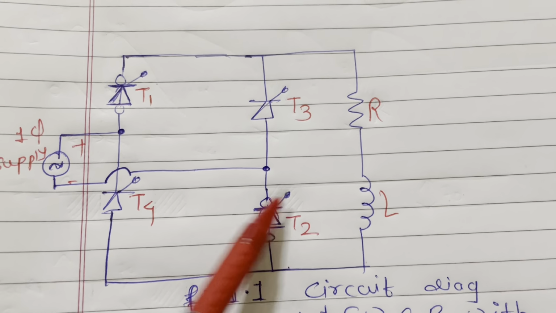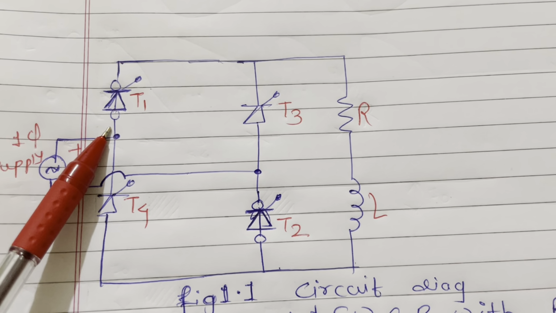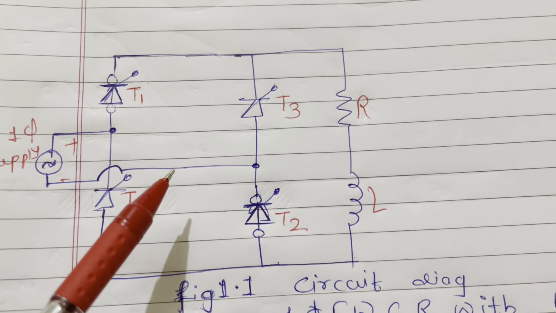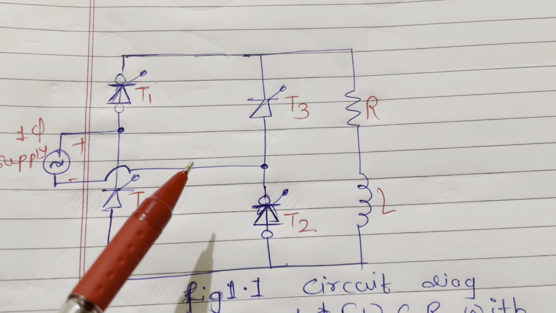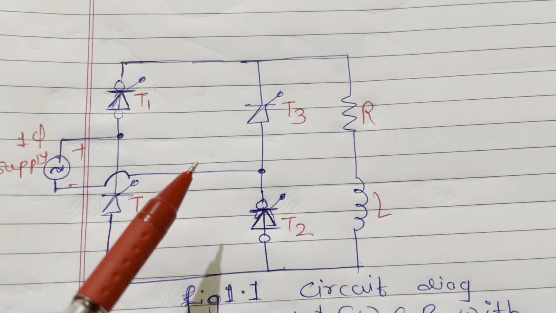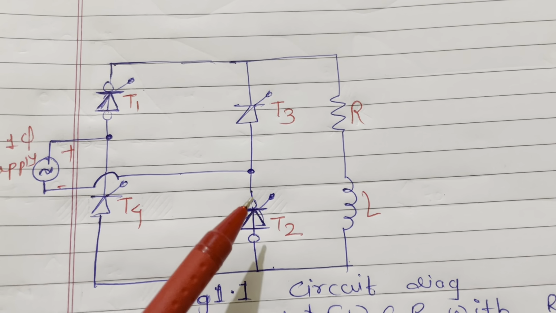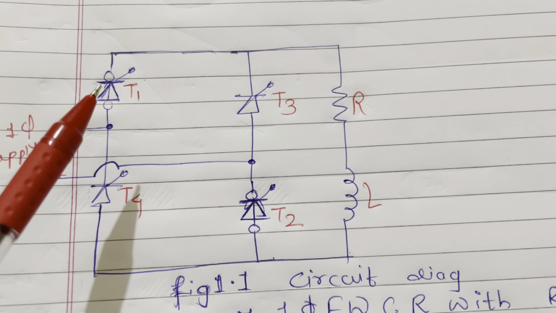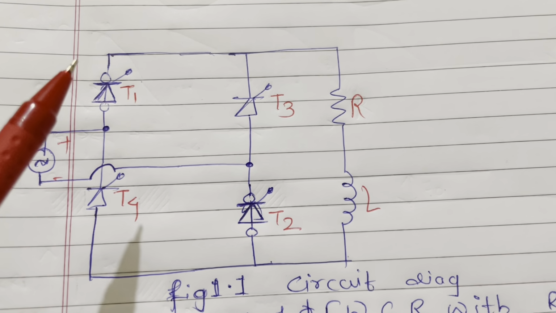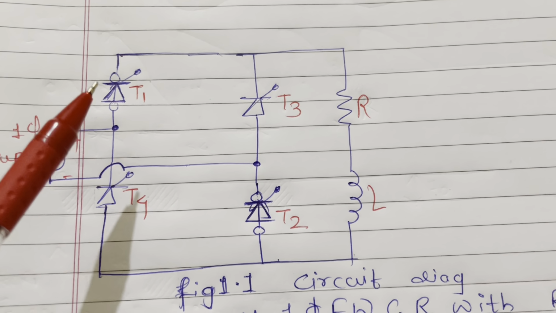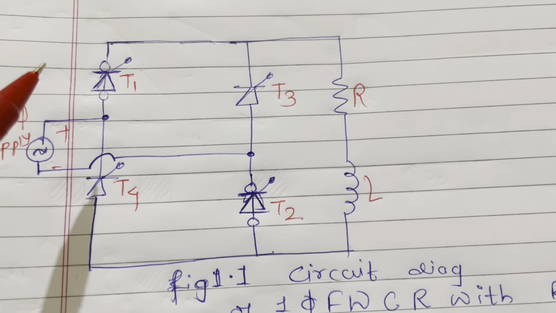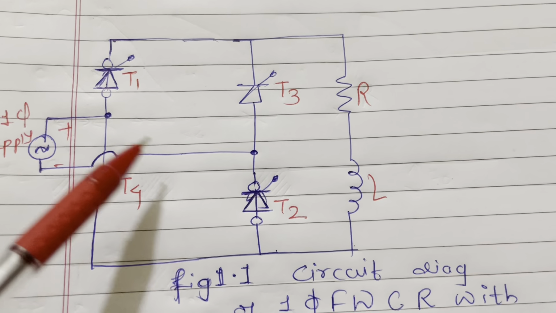The four thyristors here are T1, T2, T3 and T4, that is SCR1, SCR2, SCR3, SCR4. They operate in two pairs, with one pair conducting at any given instant of time. That means T1 and T2, or T3 and T4. The firing angle alpha in both half cycles is the same.